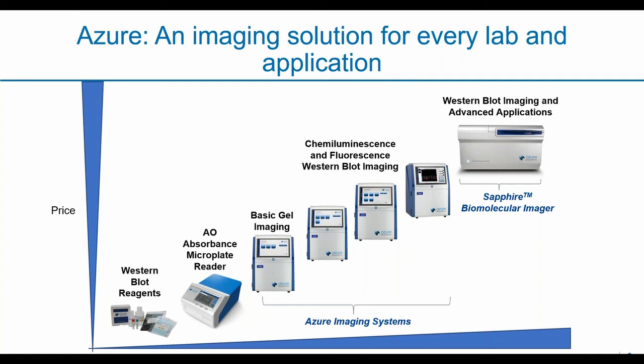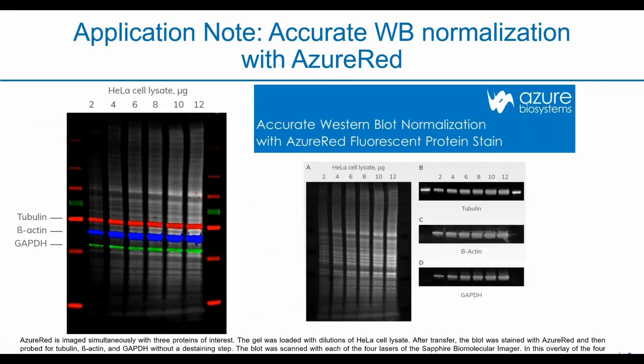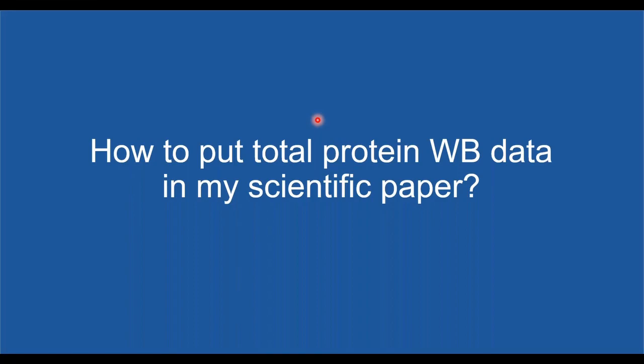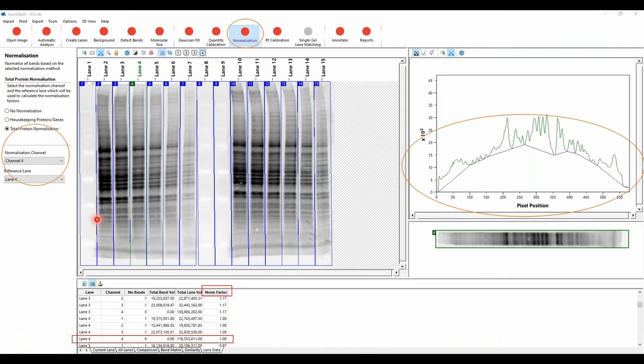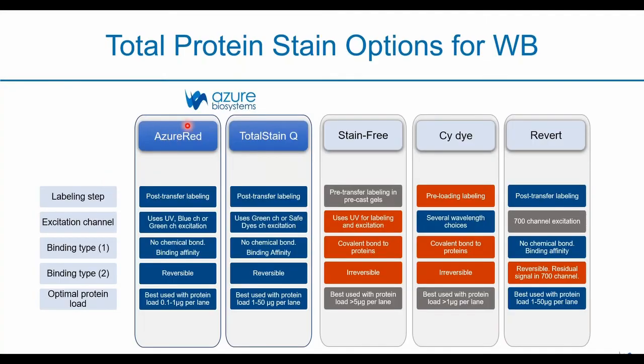By the way, to add on to these questions, Azure Red could be detected using UV light as well. So if you have a UV system, it's applicable. You can detect it with UV, continue with the experiment, and then do your analysis using the software. Sorry, for total stain it's not available on UV, but for Azure Red, yes.